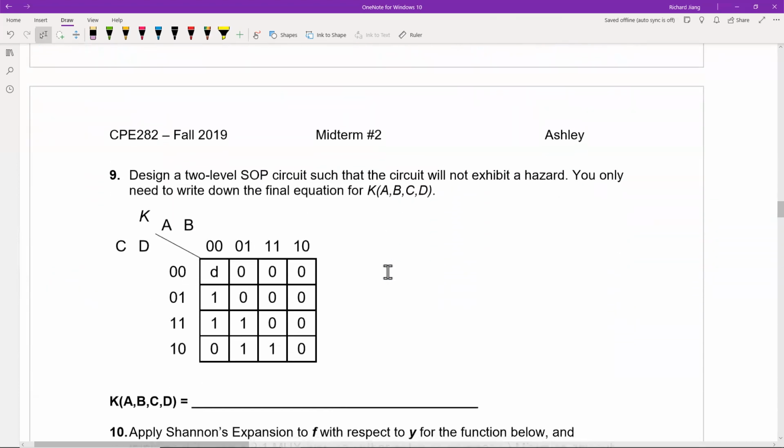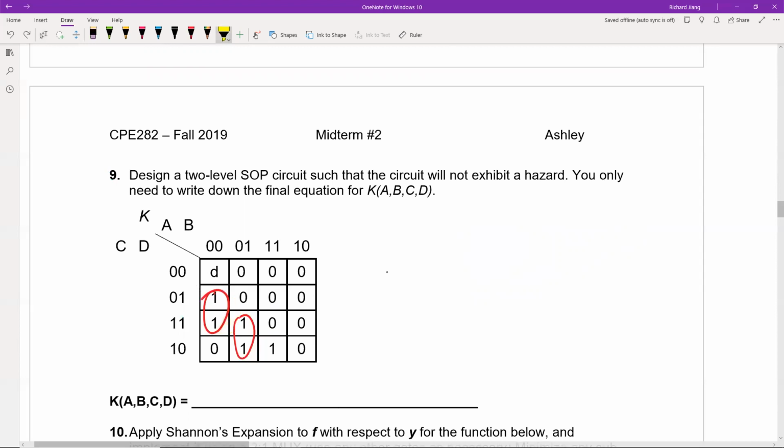This says design a 2-level sum of products circuit such that the circuit will not exhibit a hazard. You only need to write down the final equation. Okay. Well, here's a K-map, and normally you could say that this satisfies the K-map. But notice how there are a bunch of little islands here. So here there's a little gap, like a little river. Yep. We don't want those.